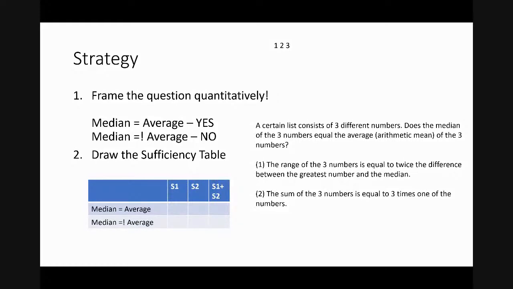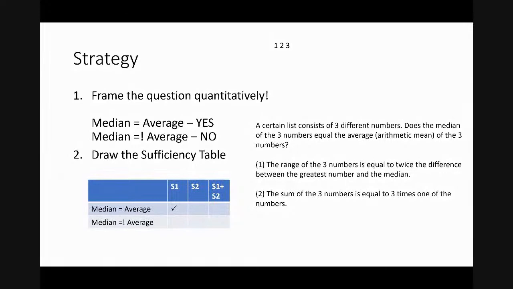So the range of this number is 2 because 3 minus 1, that's 2, is equal to twice the difference between the greatest number, which is 3, and the median in this case, which is 2. So the difference between the greatest number 3 and the median 2, in that case, that is 1. So is 2 twice of 1? Yes. So then I can say that the median equals average. I have a case for this, so I will put a check mark.